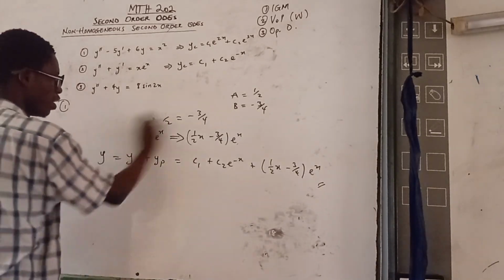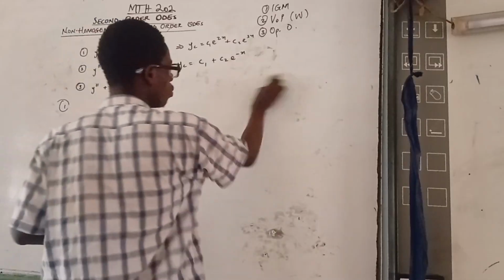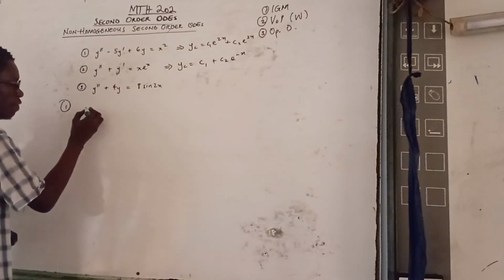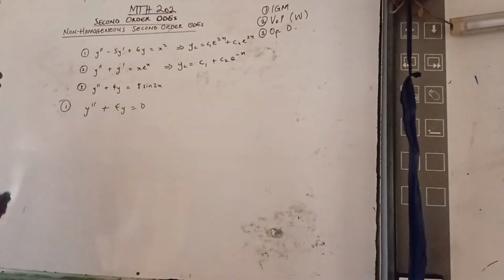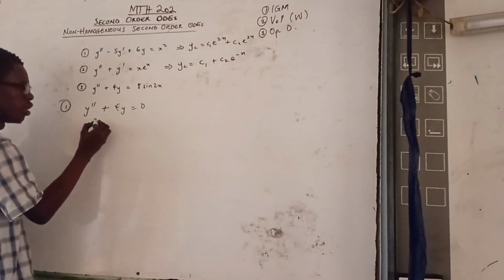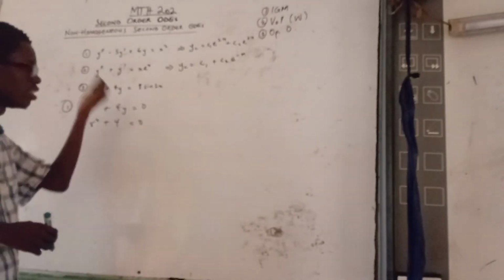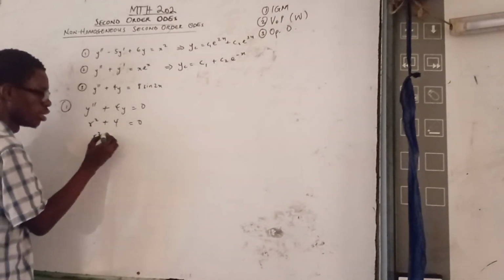So for question number 3, using the method of undetermined coefficients as well, we are going to solve the homogeneous part first. Y double prime plus 4y equals 0. So this means r squared plus 4 equals 0. Yes, y is going to disappear because it's e raised to power x. So r squared plus 4 equals 0, which means r squared equals what?